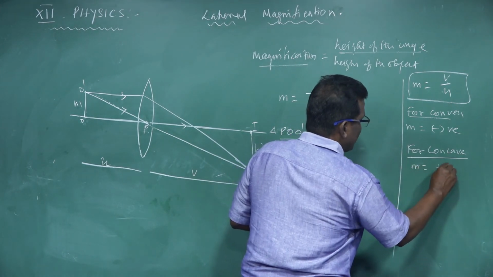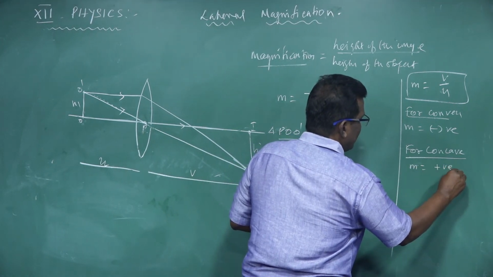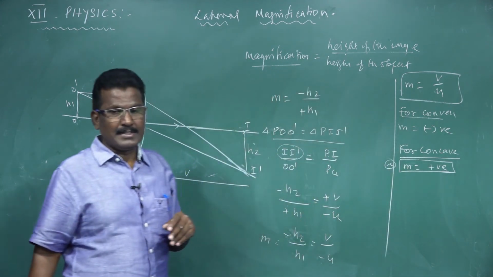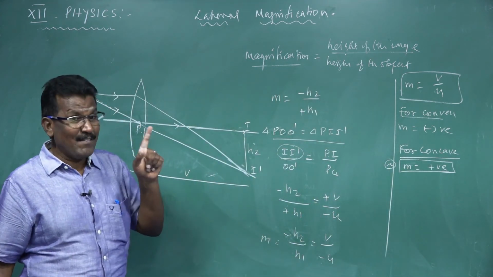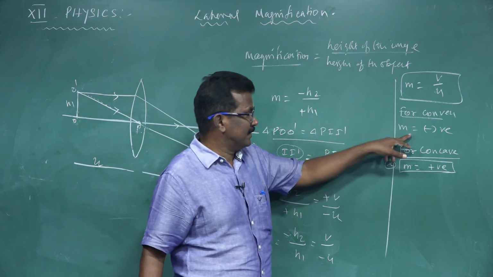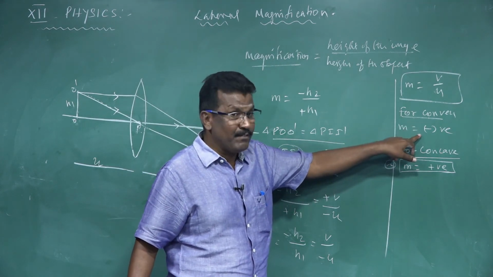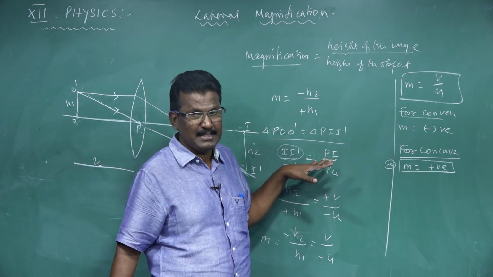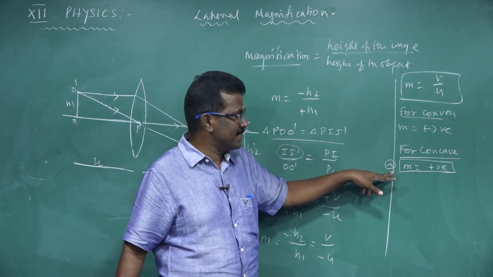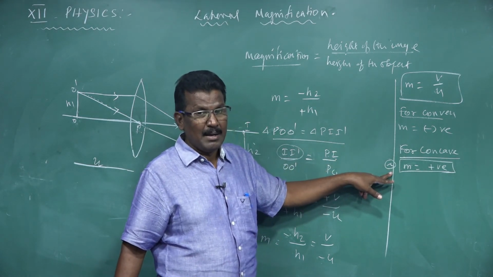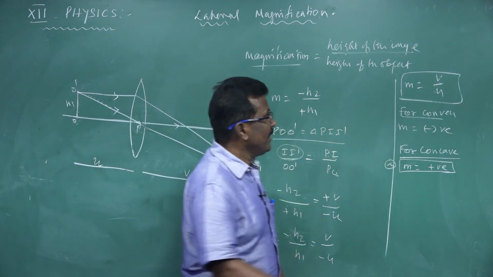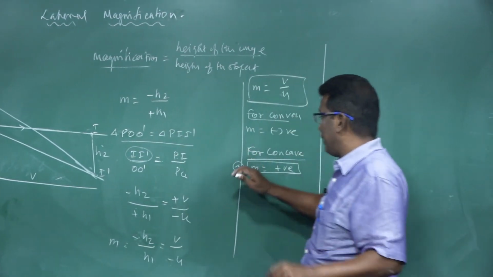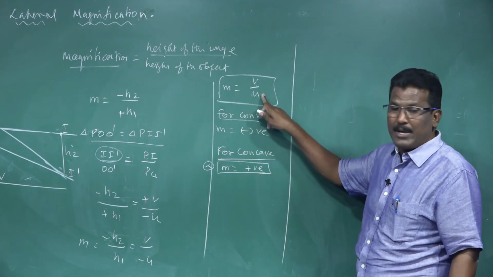For convex, it's negative. For concave, it's always positive. If the image is formed below the principal axis, M is negative. M could otherwise be calculated by using a formula. What is another formula? M is equal to v by u, whether a negative or positive value, depending upon the image being formed above or below the principal axis.